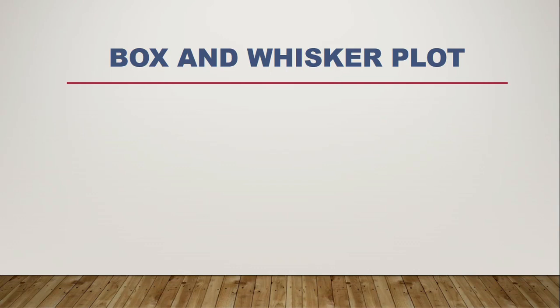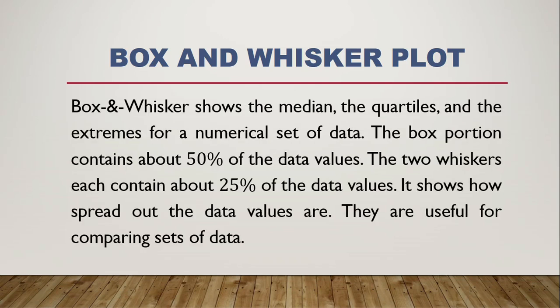Now let us have the box and whisker plot. A box and whisker plot is also a useful way to present the data visually. So what do we mean by a box and whisker plot? A box and whisker plot shows the median, the quartiles, and the extremes for a numerical set of data. The box portion contains about 50% of the data values. The two whiskers each contain about 25% of the data values. It shows how spread out the data values are. They are useful for comparing sets of data.